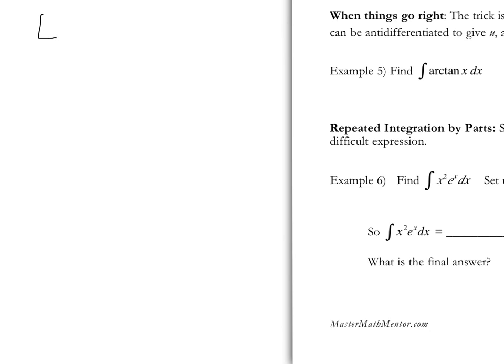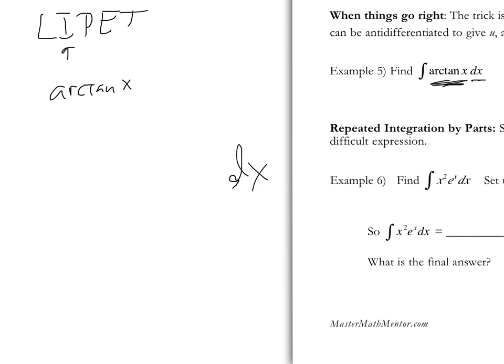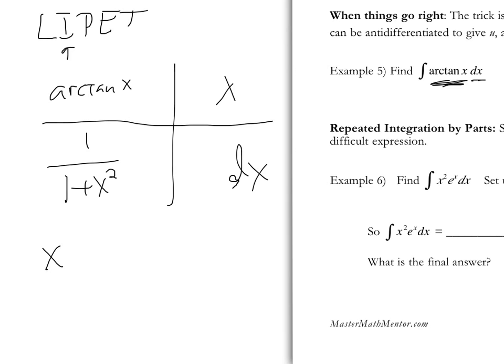So example 5, and I'm going to write down LIPET again. All I'm seeing is an arctan x and a dx. Well, let's see. The I stands for inverse trig function, so that's what u should be. So the arctan of x is u, dx is dv. The derivative of arctan, I don't know if you've got this memorized yet, is 1 over 1 plus x squared. And the antiderivative of dx is just x. So if we do u times v, that leaves me x times arctan x, minus the integral of x over 1 plus x squared dx.